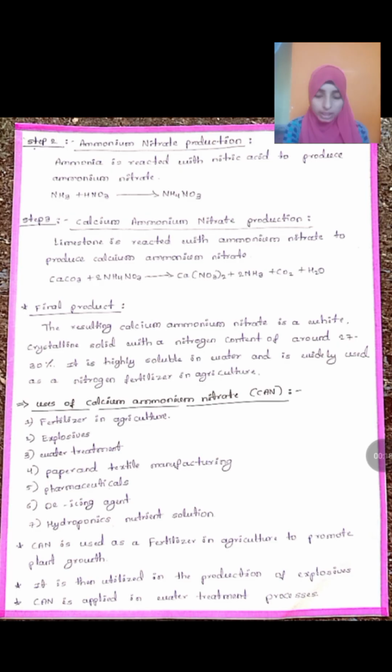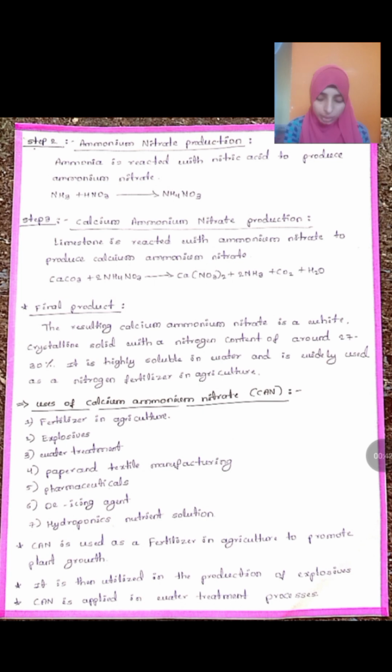CaCO3 plus 2NH4NO3 gives Ca(NO3)2 plus 2NH3 plus CO2 plus H2O. Final product: the resulting calcium ammonium nitrate is a white crystalline solid with a nitrogen content of around 27-30%. It is highly soluble in water and is widely used as a nitrogen fertilizer in agriculture.